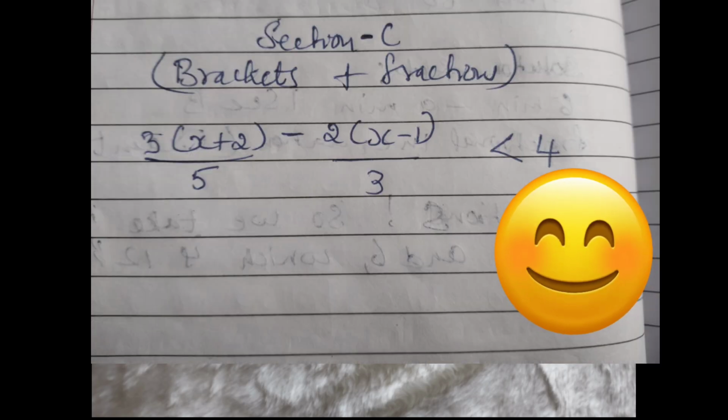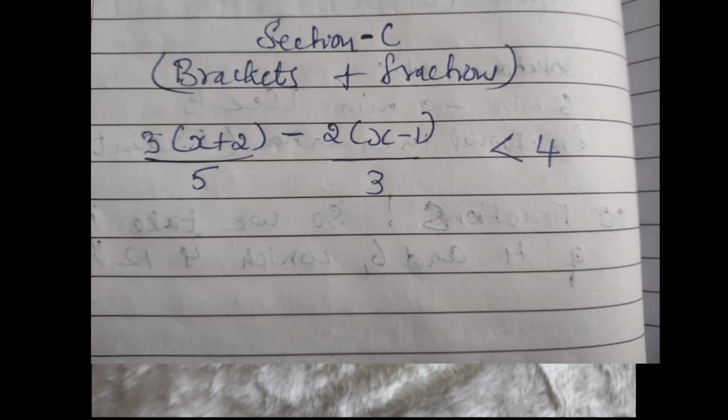Moving forward, let us begin with section C, which is a bracket plus fraction based question. That is 3 into (x plus 2) divided by 5 minus 2 into (x minus 1) divided by 3 less than 4. Now the first step for this sum is to take out the LCM. Since the denominators are 5 and 3, the LCM is 15.